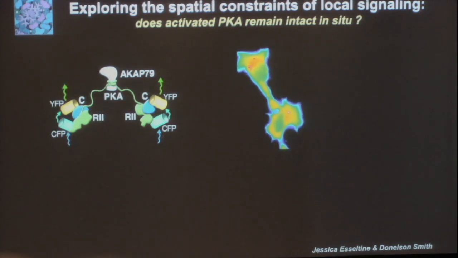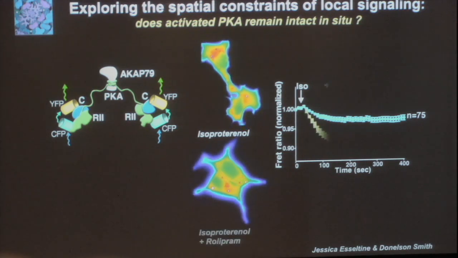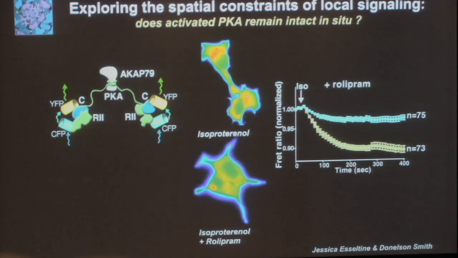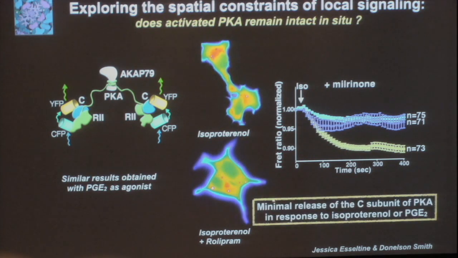And you'll see this a little bit more clearly here when you look at the amalgamated data when we looked at many different cells. There's a minimal decrease, which is either movement of the cell or a very small decrease. The controls are to repeat the experiments using the phosphodiesterase inhibitor, rolipram. You can dissociate the complex, but not when you use milrinone. We're also able to repeat this using a variety of different physiological agonists, particularly prostaglandins. And so it allowed us to conclude that there was a minimal release of the catalytic subunit in response to these two physiological agonists. So inside the cell, it was staying together.